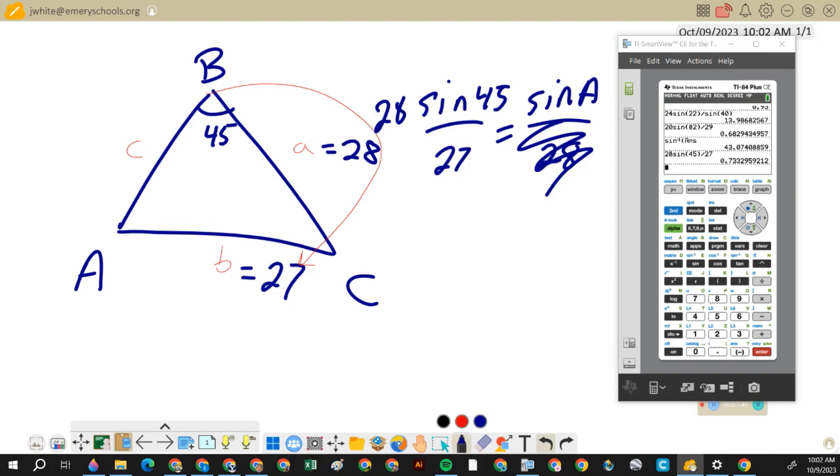Okay, so I need to do the inverse sine of the answer, and I get 47.16. So this is 47.16. Okay, now I can find angle C. How would I find angle C?